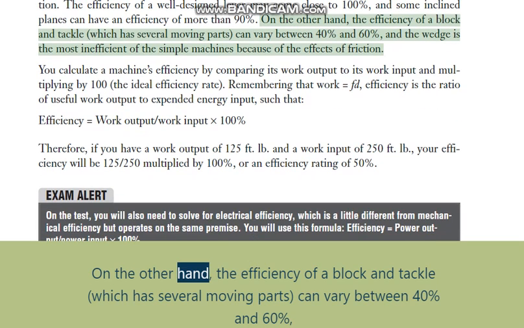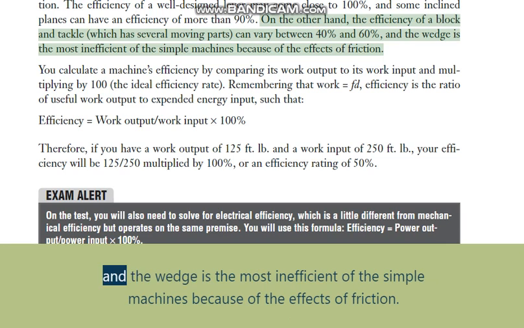On the other hand, the efficiency of a block and tackle, which has several moving parts, can vary between 40% and 60%, and the wedge is the most inefficient of the simple machines because of the effects of friction.